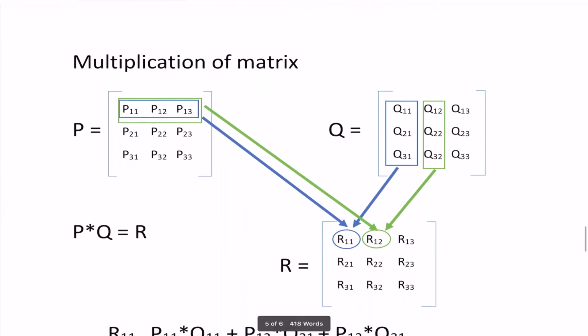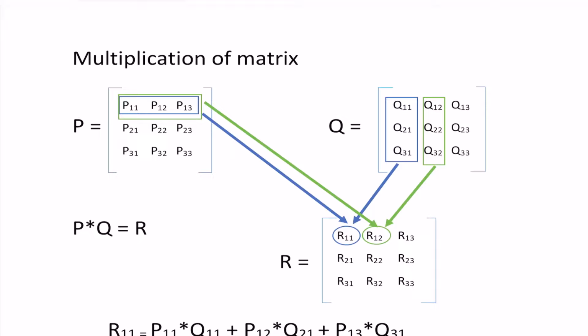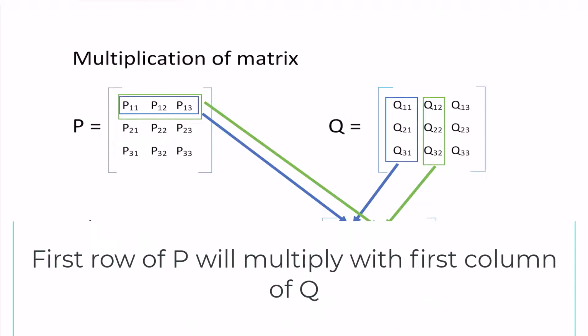Now, multiplication of the matrix. P is equal to this component of the matrix, and Q is equal to this much of the component of the matrix. Now for R11, as we can see, P into Q is equal to R. Suppose the R matrix is formed. So R is equal to this, and inside it, these are the components. So what about R11? How are we going to calculate R11?